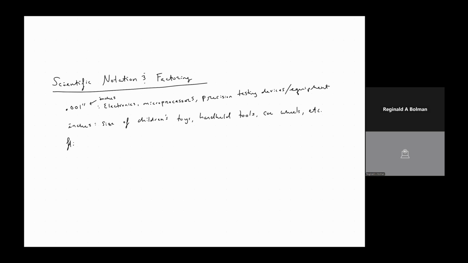So a level up from inches is what we call a foot, and this would be measuring things that are the size of cars, cabinetry, things that are the size of, say, houses, etc. So on that scale. And then up from the foot, we say that 3 feet goes into a unit called a yard.